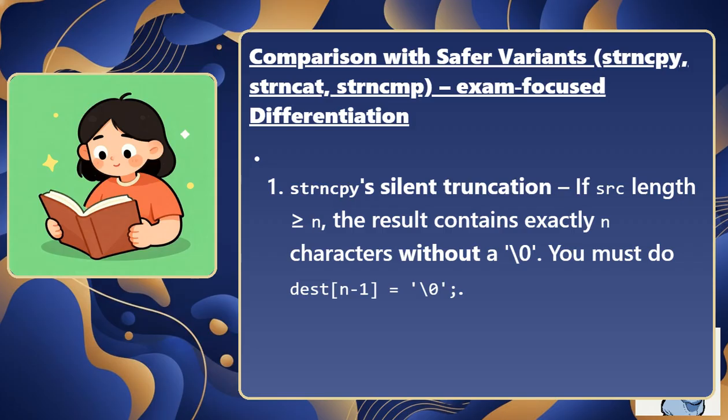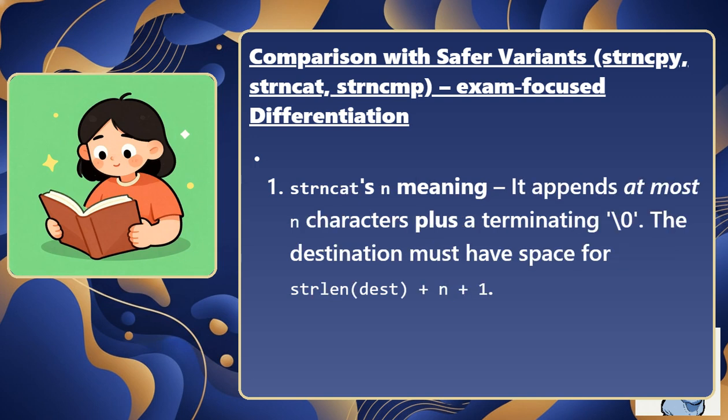You must set destination index n-1 to the null character. 2. strncat's n meaning: it appends at most n characters plus a terminating null character. The destination must have space for length of destination plus n plus 1.